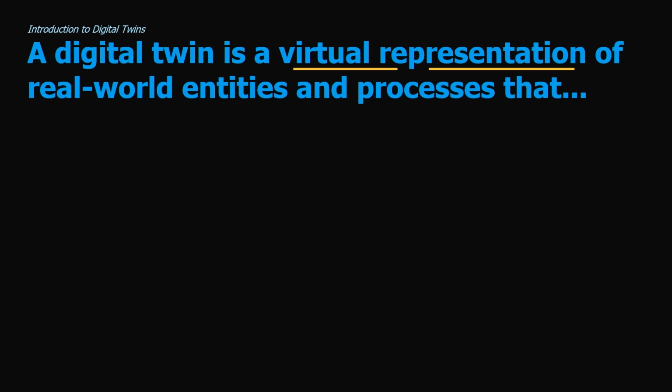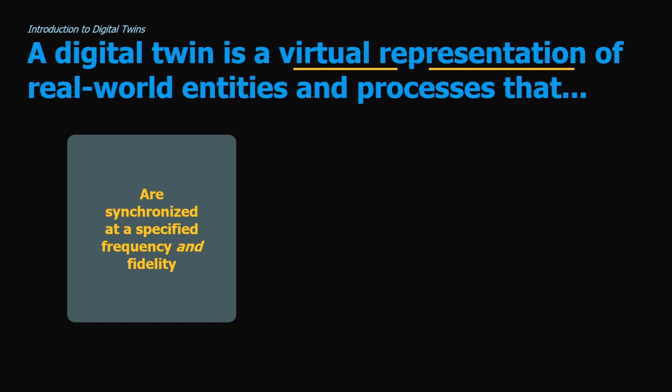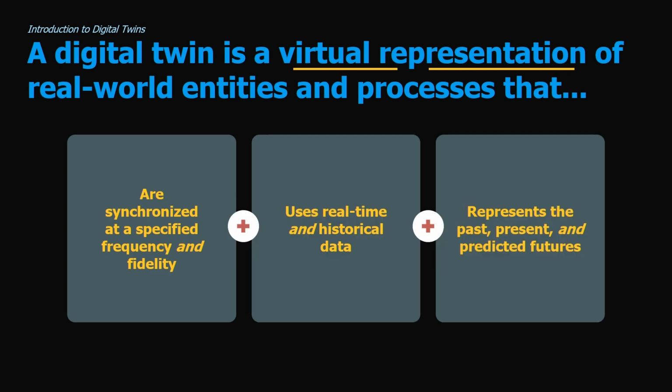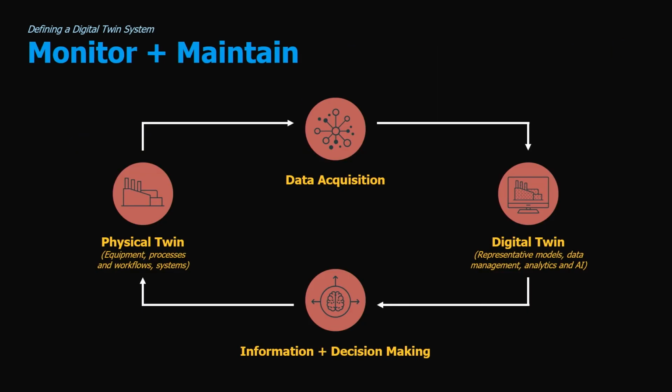The way in which we define digital twin is: a virtual representation of real-world entities and processes that are synchronized at a specific frequency and fidelity, use real-time and historical data, and represent the past, present, and predicted futures. Implexus is a member of the Digital Twin Consortium. The consortium is a global group of companies working to set standardization around that terminology and the quality of what constitutes a digital twin. Our definition aligns with those efforts.